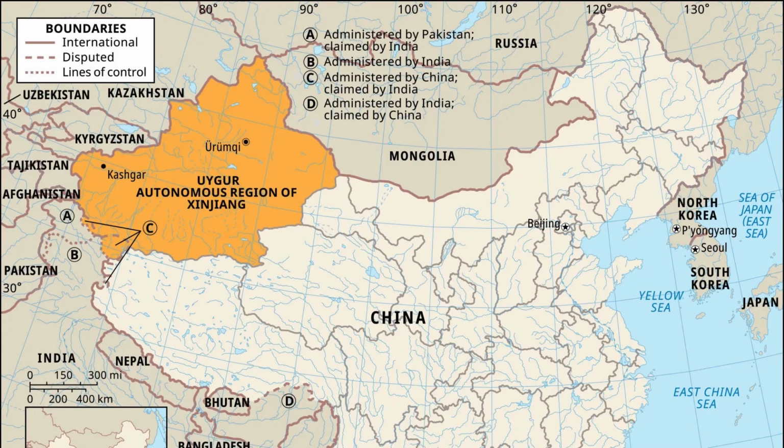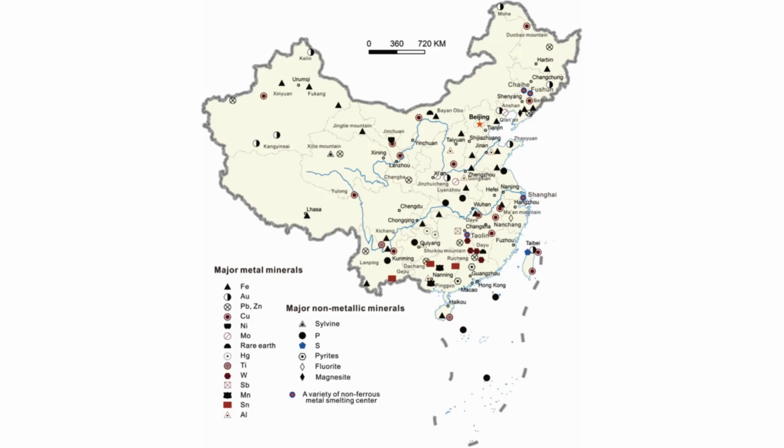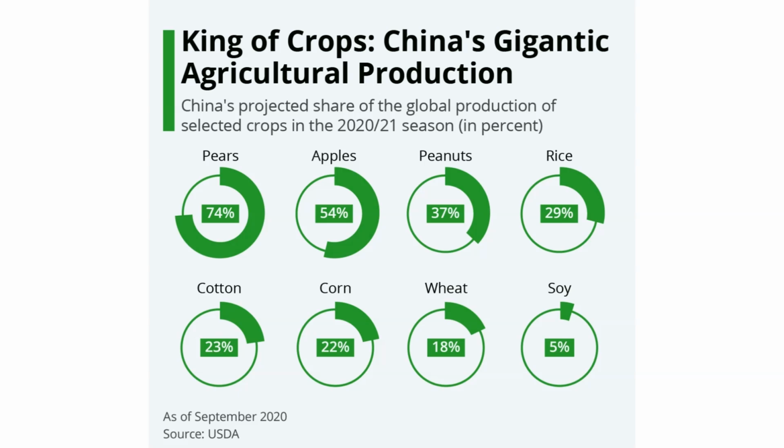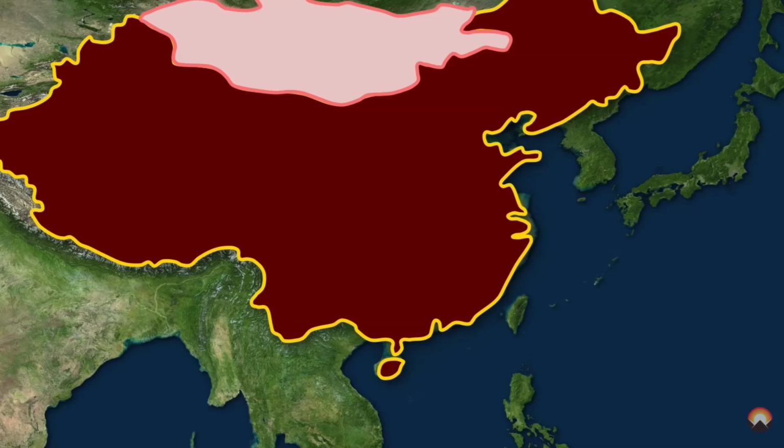China is rich in coal, oil, natural gas, rare earth elements, and various minerals. Major crops include rice, wheat, potatoes, corn, peanuts, tea, barley, apples, cotton, oilseed, and soybeans. Air and water pollution are significant issues due to rapid industrialization.